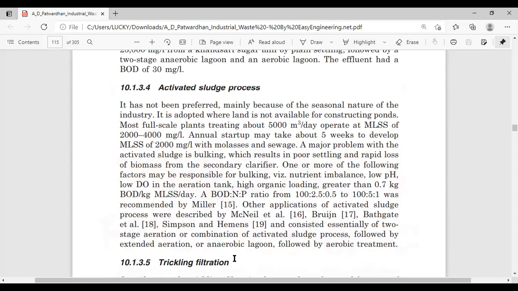And the activated sludge process. It has not been popular mainly because of the seasonal nature of the industry. It is adopted where land is not available for constructing ponds. Most full-scale plants treating about 5,000 cubic meter per day operate at MLSS of 2,000 to 4,000 milligram per liter. Annual startup may take about 5 weeks to develop MLSS of 2000 milligram per liter with molasses and sewage.